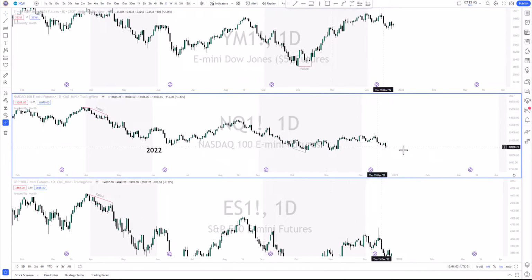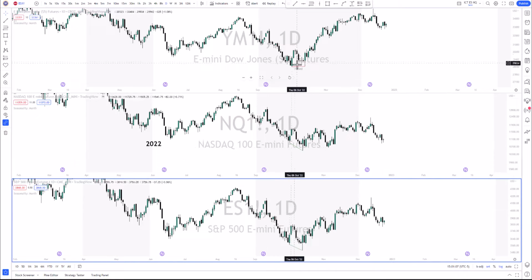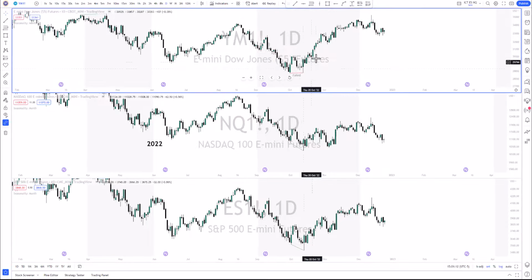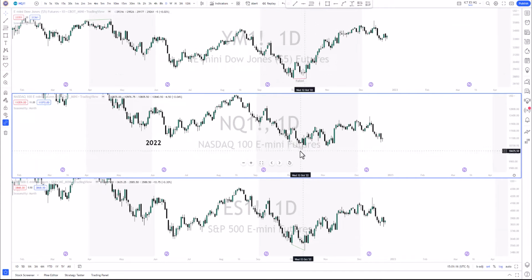And then just recently, ICT was saying that, right here, the Dow failed to make a lower low, and it's been grinding higher ever since that. And then the NASDAQ and the ES did make that lower low.